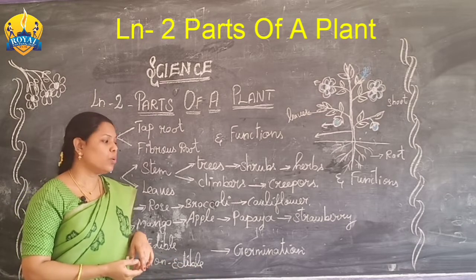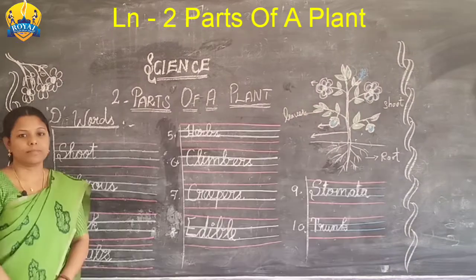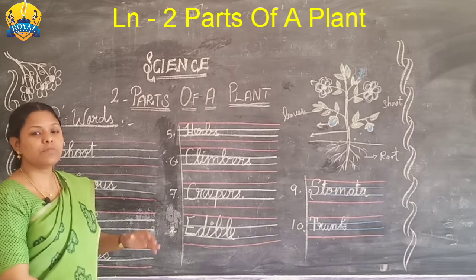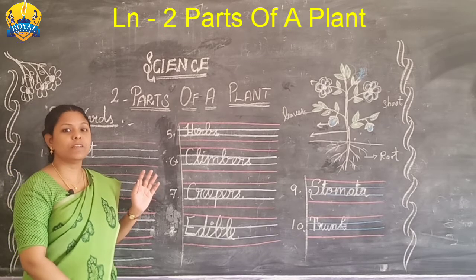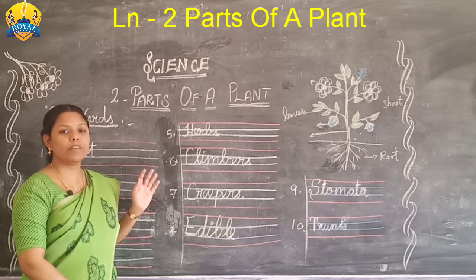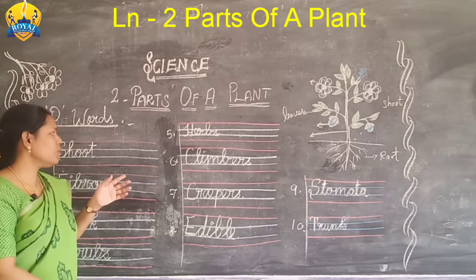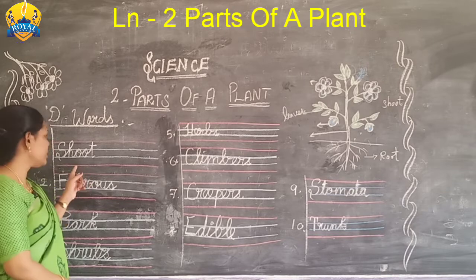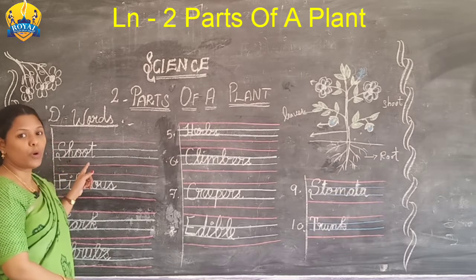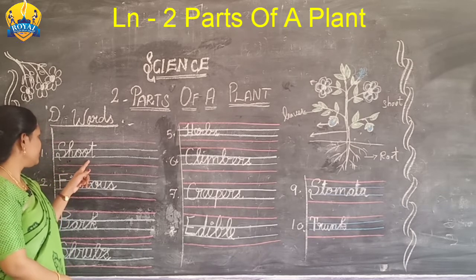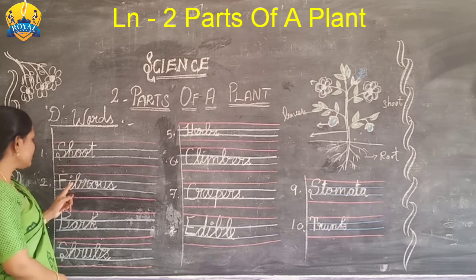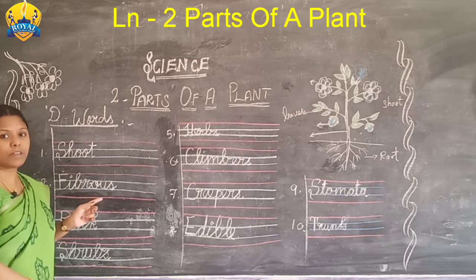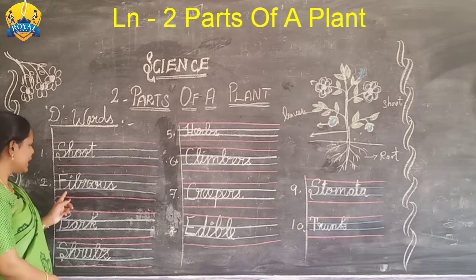Okay students, let's go through once again. Students, I have some difficult words for you. You just learn them and practice properly at home. The first one is shoot, S-H-O-O-T. Shoot. The second one is fibrous. That is a type of root. Fibrous, F-I-B-R-O-U-S.